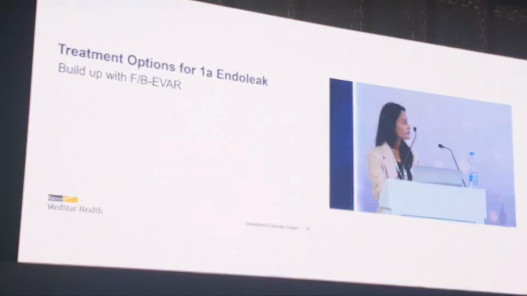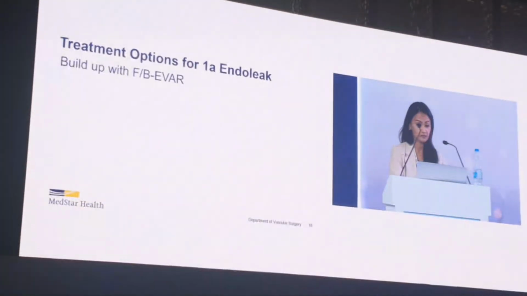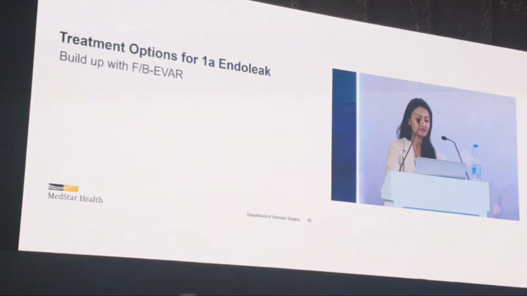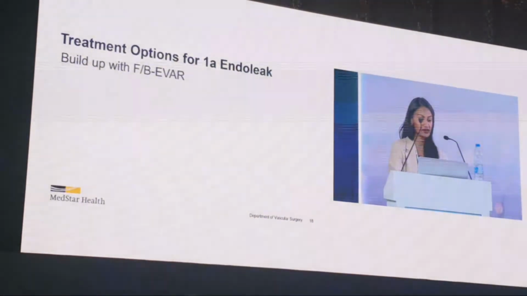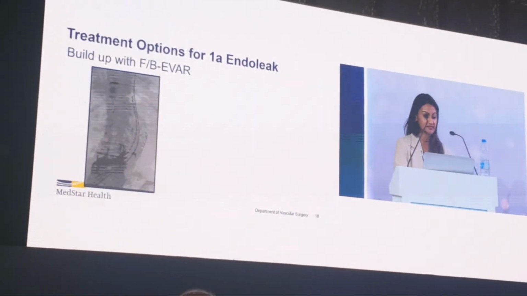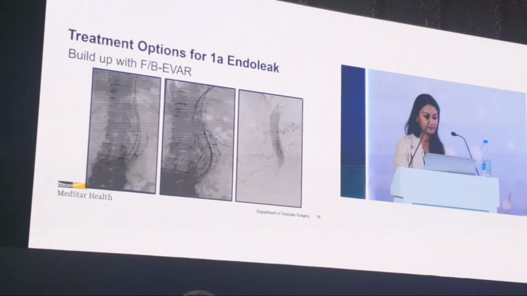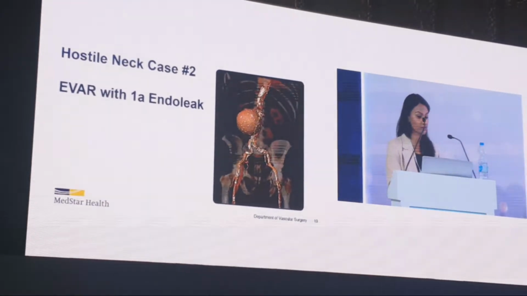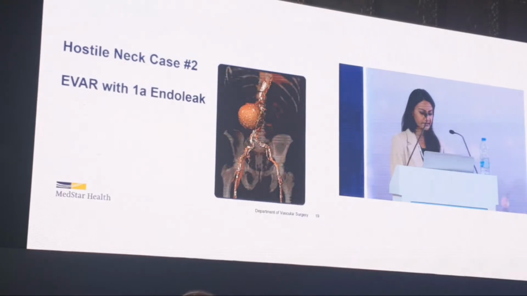So let's talk about this option. This is one of my favorite ways to fix the 1A endoleak because I think it really works very well. So I like to build it up to a healthy parallel aorta with a fenestrated branch endovascular device. So you can use this method as well if you have access to the resources required. So starting with the case presentation.